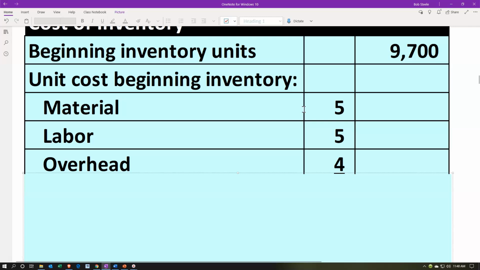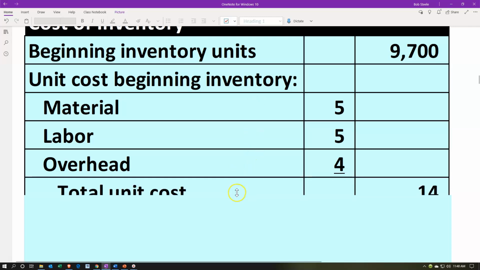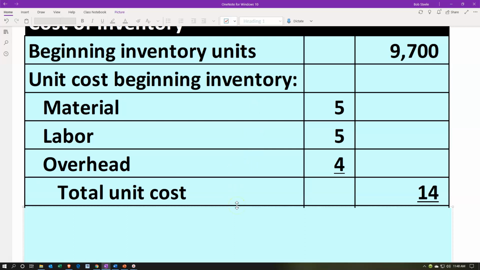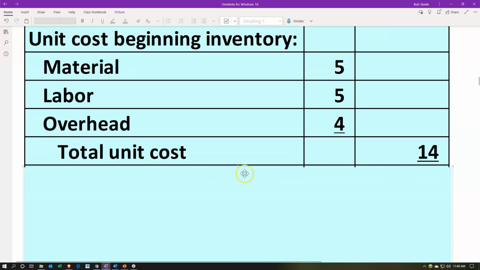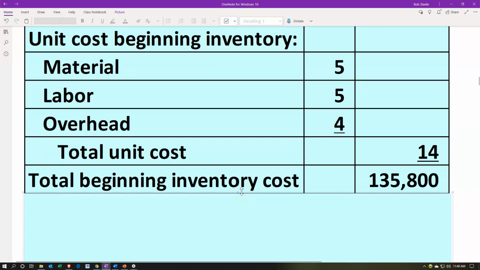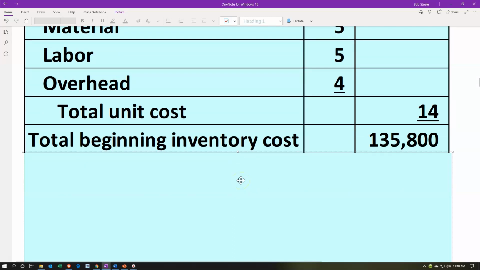Now, if you're in a retail company, you'll just simply purchase, mark up, and sell the inventory. But still, at some point along the production process, these items were part of the inventory being produced. So if we add those up, the 5, the 4, the 5, we get $14. So the 9,700 units times the $14 per unit, comprised of material, labor, and overhead, gives us the total beginning inventory of 135,800.